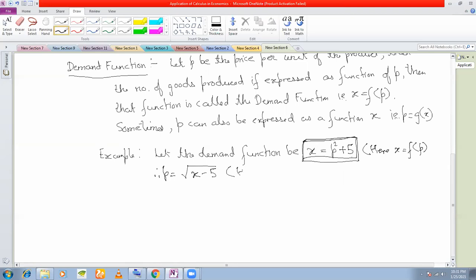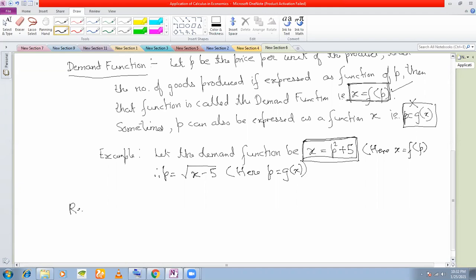So here, P is a function of X, right? Remember, this is the demand function, and this is not a demand function. Whenever X is expressed in terms of P, only then we say it is a demand function. Or even if this is given to you, you can express X in terms of P, so that you can get the demand function. But remember, what is expressed in terms of P is actually the demand function.